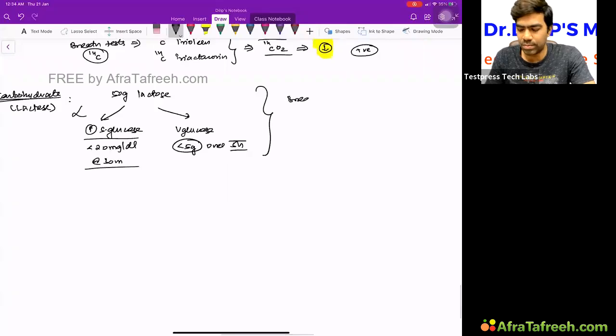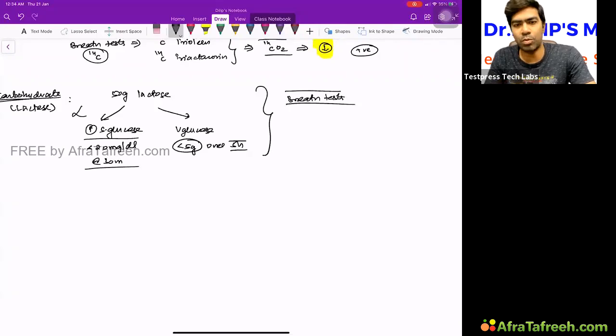Instead, we use tests called breath tests for lactose malabsorption, which are considered more simple, and the kit is available. That's why. For fat, the kit is very expensive and not available in most centers. But for lactose malabsorption, we have a kit, and that's why we use this test. So we have something called breath hydrogen testing. We measure the amount of hydrogen in the breath.